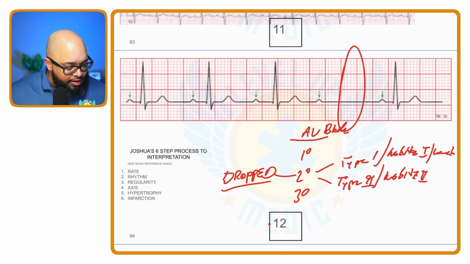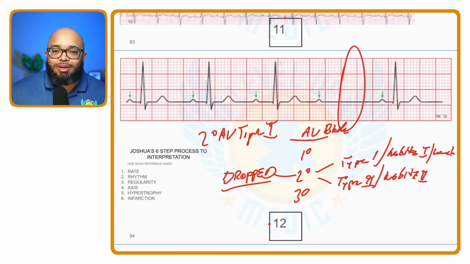So let's go ahead and put that in. This is going to be a second degree AV block type 1. You could also call this a Mobitz 1. You could also call it Wenckebach block. Remember, we had the whole thing of the PR interval gets longer, longer, drop. We say longer, longer, drop, I think I have a Wenckebach block.